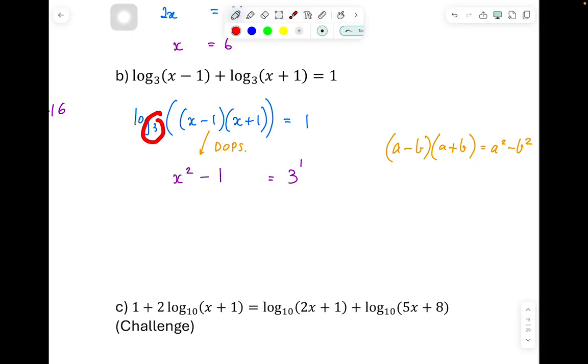Just taking note here that this log base 3, I've moved it from the left hand side to the right hand side, and that base there of 3 becomes the base on the right hand side.